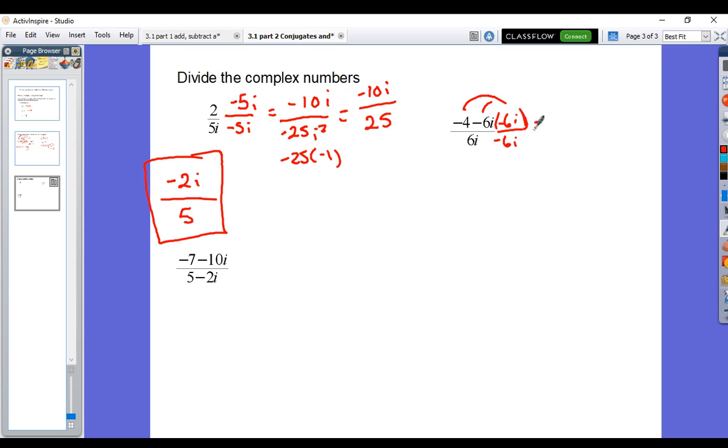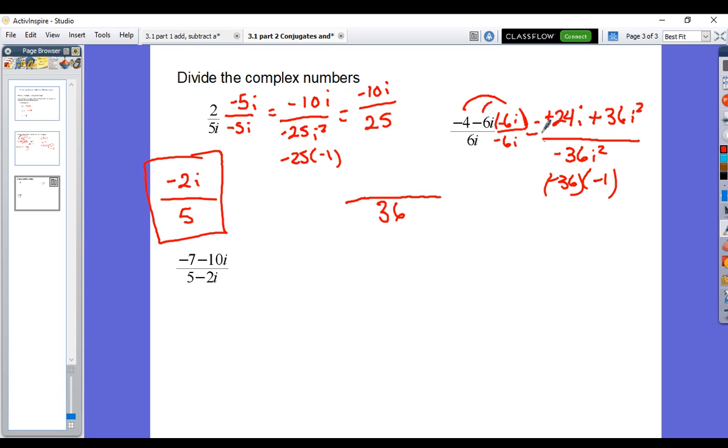So in doing so, we're left with positive 24i plus 36i squared. And on the bottom, we're left with negative 36i squared. We simplify this down here in the bottom. We're left with now a positive 36. Remember, this is negative 36 times a negative 1. So you got positive 36.